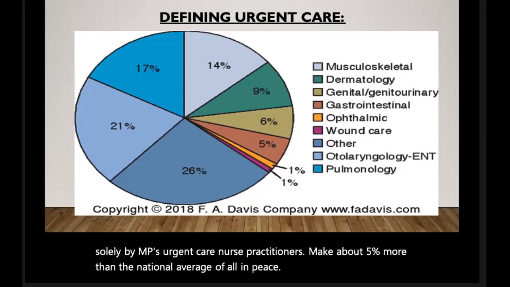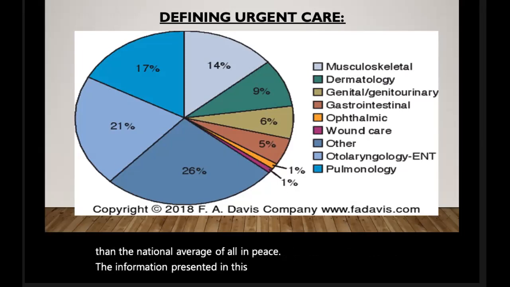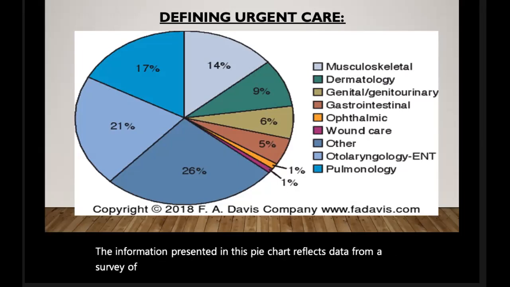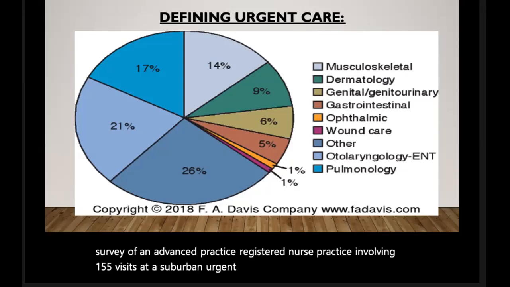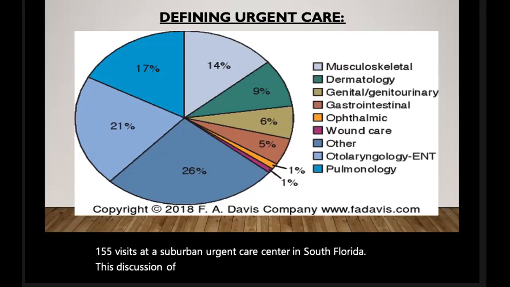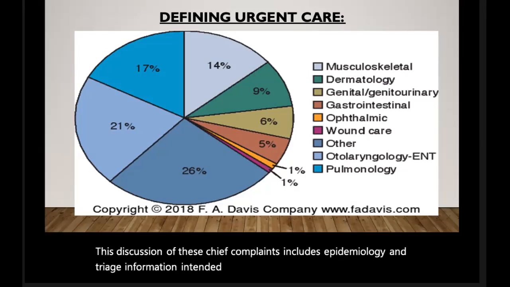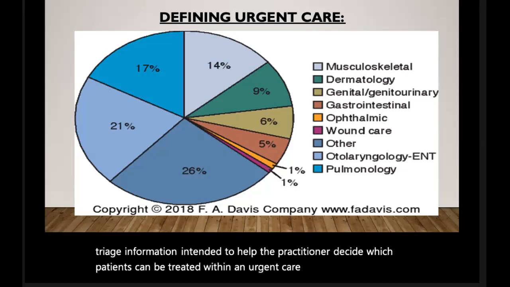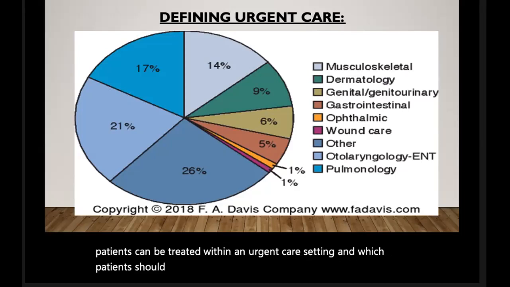The information presented in this pie chart reflects data from a survey of an advanced practice registered nurse practice involving 155 visits at a suburban urgent care center in South Florida. This discussion of these chief complaints includes epidemiology and triage information intended to help the practitioner decide which patients can be treated within an urgent care setting and which patients should be referred to other practitioners.